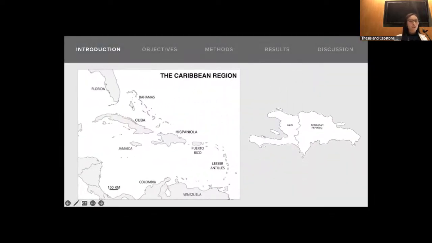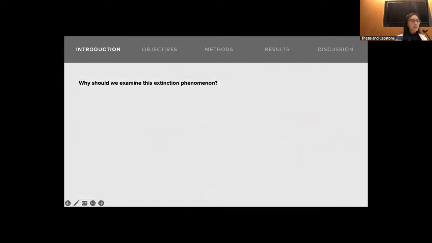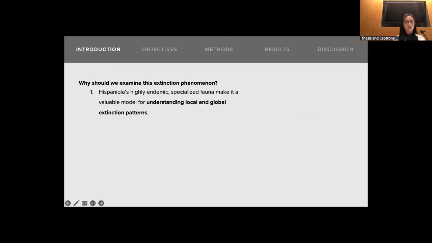So to geographically orient ourselves, we are in the Caribbean region with Florida in the upper left corner. Hispaniola is next to Cuba and Puerto Rico. It is also politically divided by Haiti and the Dominican Republic. So why should we examine this extinction phenomenon? Hispaniola's highly endemic, specialized fauna make it a valuable model for understanding local and global extinction patterns because of how insular it is. We can use this knowledge to make better informed conservation strategies.